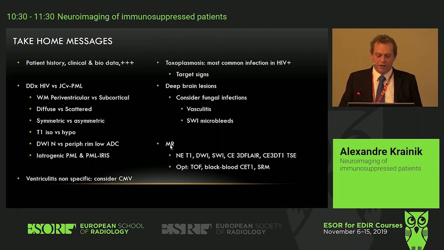And finally, I recommend you as a protocol using MR. I mean, CT won't really be helpful. If you really want to characterize this lesion, you need an MR. You need at least a non-enhanced T1, diffusion imaging, SWI or T2 star, and post-contrast 3D FLAIR and 3D T1 with turbo spin echo. Optionally, you can perform TOF imaging or black blood imaging when you suspect vasculitis, and spectroscopy can be quite interesting in demonstrating lipids, for instance, in toxoplasmosis.